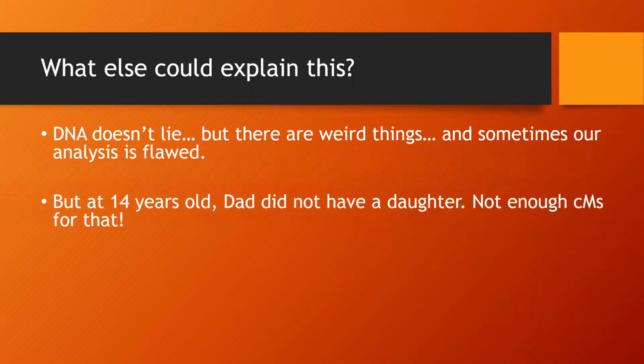But what I did, my first round of conclusions, was that the tester's dad was 14 years old, and this was not his daughter. There aren't enough centimorgans for cousin M to be the tester's dad's daughter. If they were a daughter and father match, they would be in the 3,500 to 3,600 centimorgan range. So there's not enough centimorgans for that.